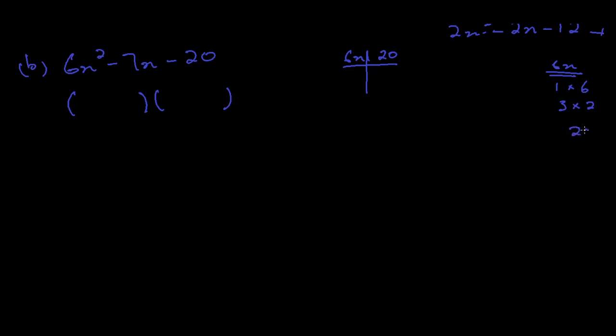Then for 20 we have 1 times 20, 2 times 10, 5 times 4. I think that's all. So we have this. Then for 6x squared we have this. So for the first one, like I said before, I usually like to start with these kinds of factors.